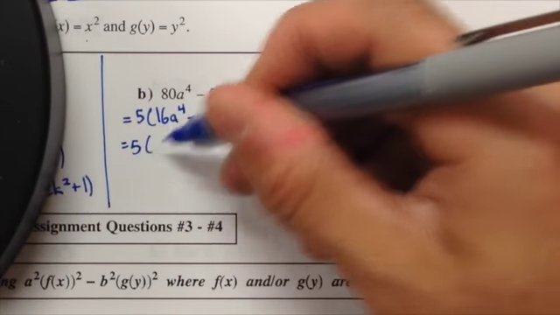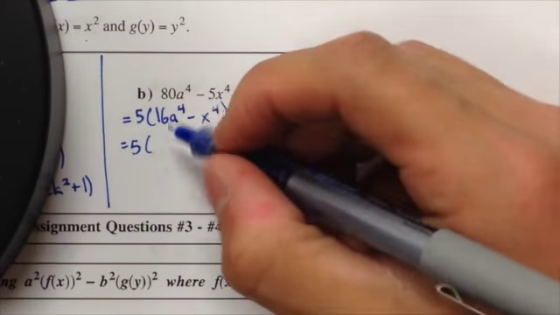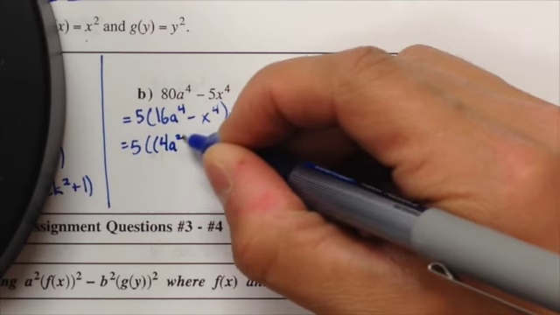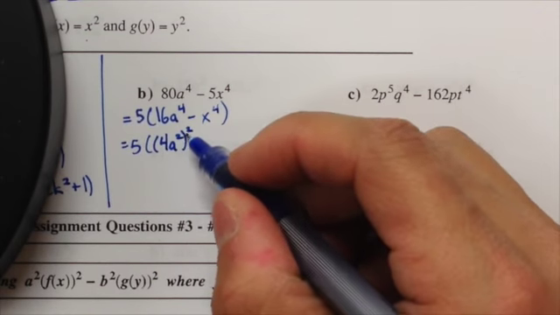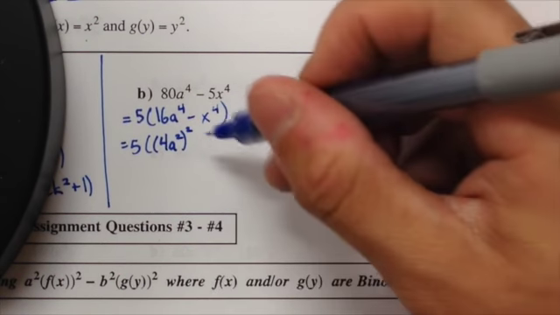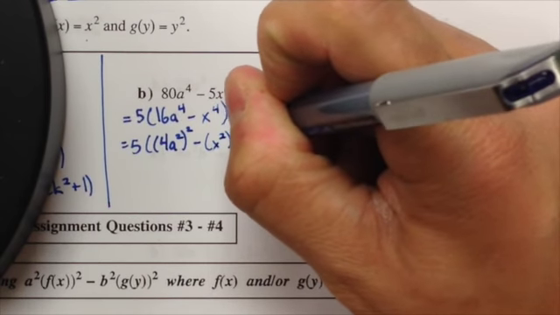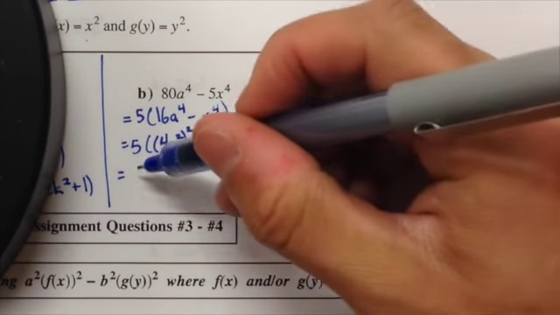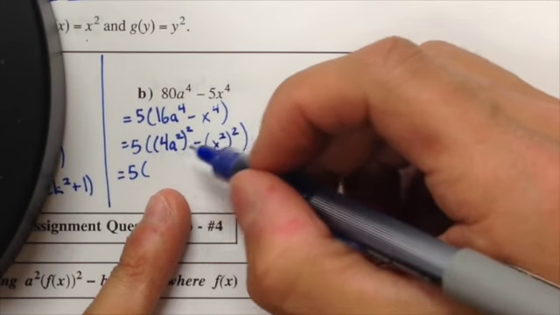Now, if I have 16a to the 4th, just like we did in this example up here, we can treat this as 4a squared, squared. Because if I take the square of 4, that'll be 16, and the square of a squared will be a to the 4th. Likewise, for the x to the 4th, I'm going to make that x squared, squared. The reason we do that is we can then have two differences of squares happening here.